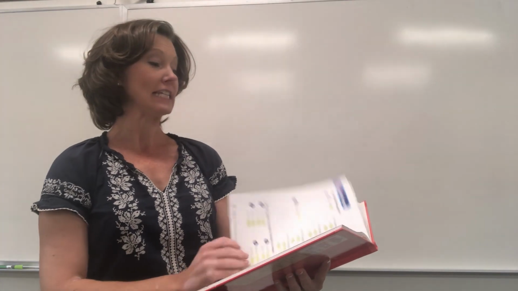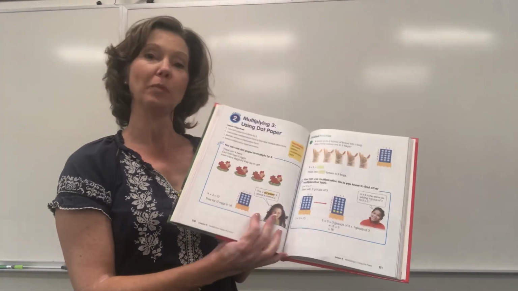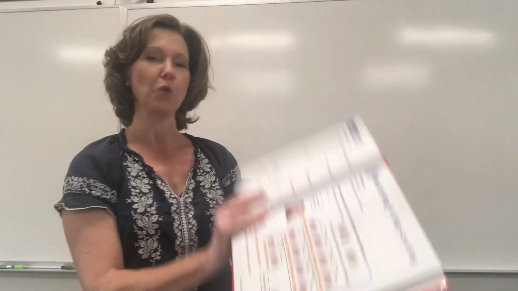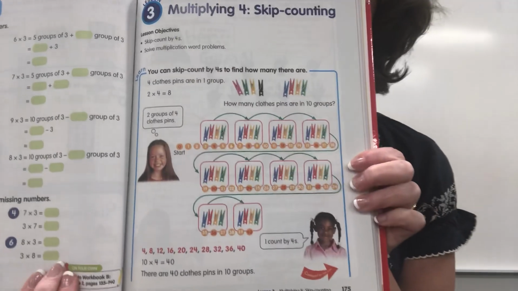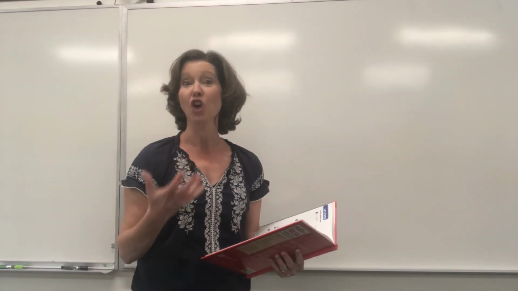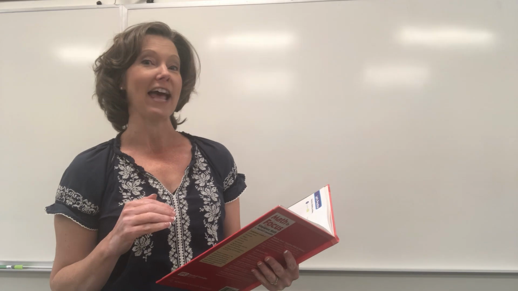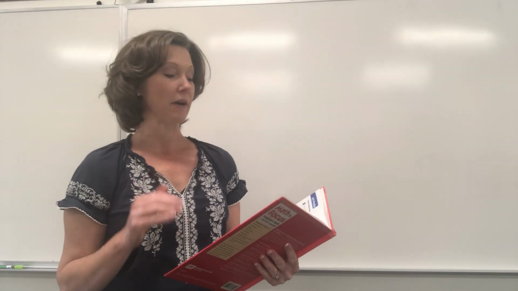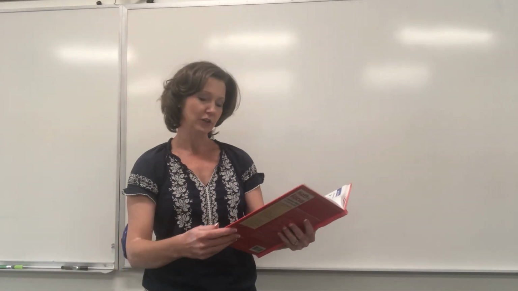We are skipping math lesson number 2, which is multiplying using dot paper. We're not going to do it that way. That gets really confusing. And so we are going to turn, please have your book open to page 175. We're going to do the same idea that we did on Monday, which is using our songs to find the answers to our multiplication facts by 4 when we're counting by 4s. It's called skip counting. You see it here in your book.